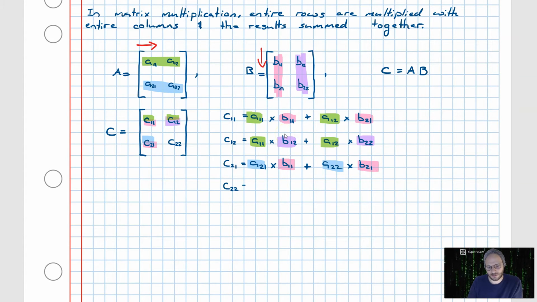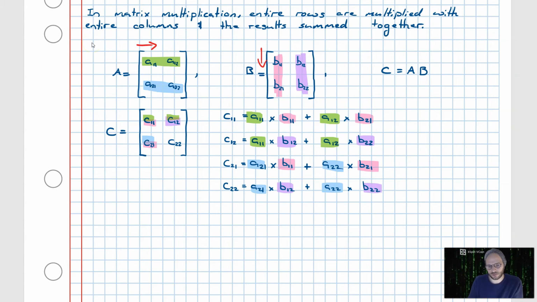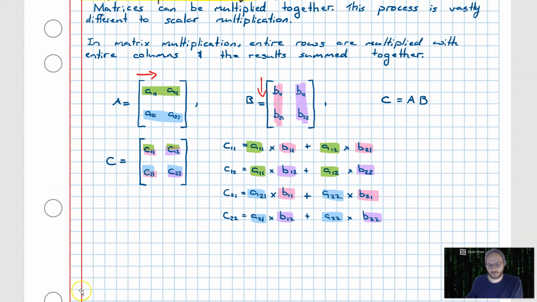Following the pattern, C 2, 2, we're going to go second row: A 2, 1 multiplied by B 1, 2, plus A 2, 2 multiplied by B 2, 2. Color coding this: A 2, 1, A 2, 2, B 1, 2, B 2, 2. Thus completing the pattern. What we have here is called matrix multiplication.